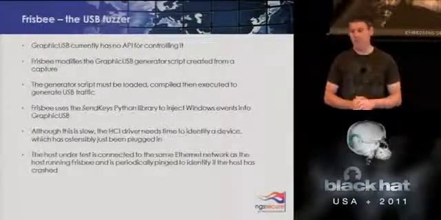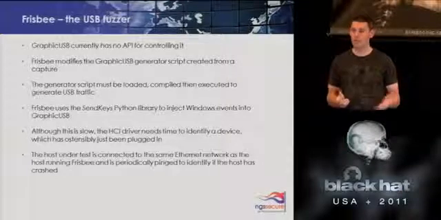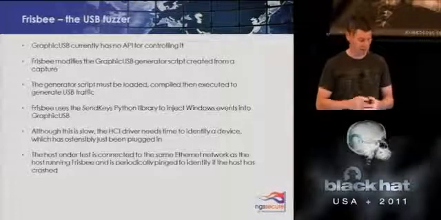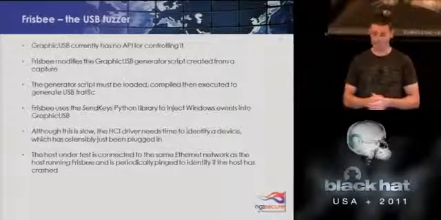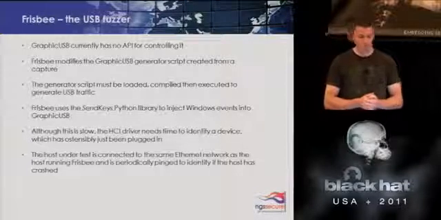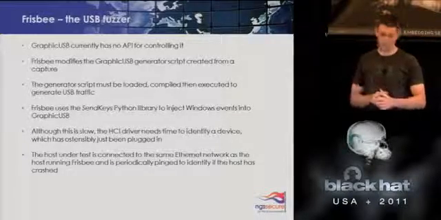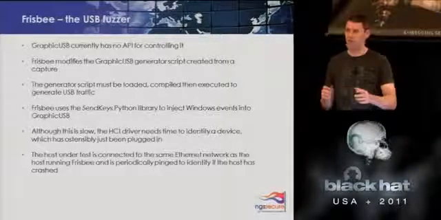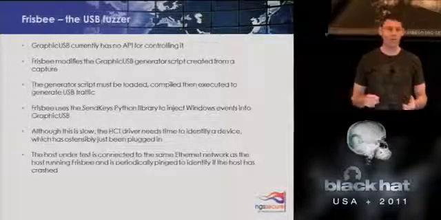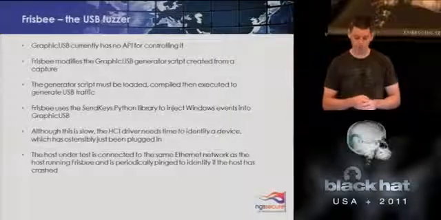So I developed a USB fuzzer called Frisbee. As I mentioned, the Graphic USB, which is the name of the Win32 GUI that you get with the product, doesn't have any API for controlling it, so we needed some way of interacting with that to get it to make the modifications that we needed as part of the fuzzing process. What Frisbee does is it actually modifies the Graphic USB generator script, which we've generated from our initial capture. These generator scripts are just pure text files, so dead easy to manipulate. And then when you load them into the GUI application, it compiles them and then uploads them via a control USB connection up to the device where it's executed.